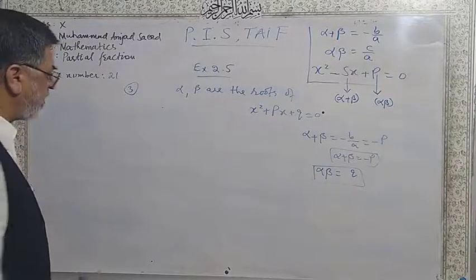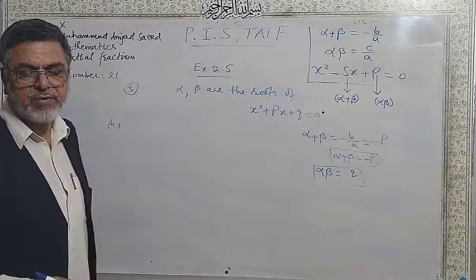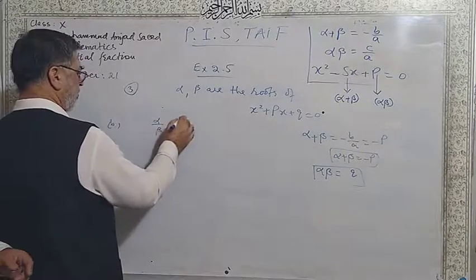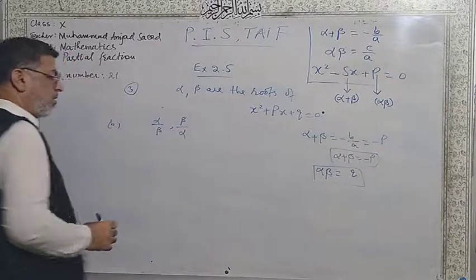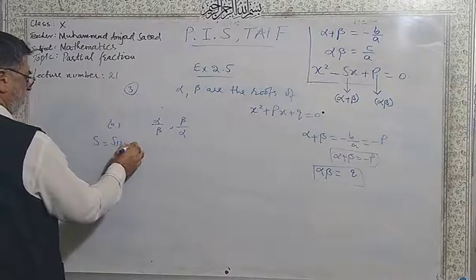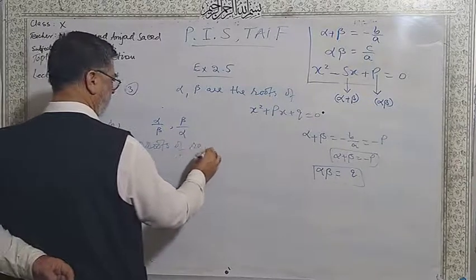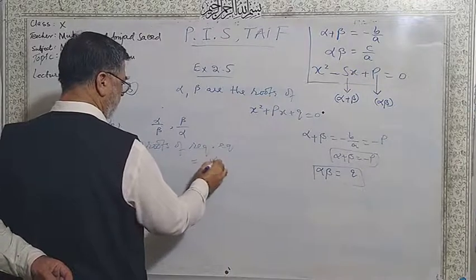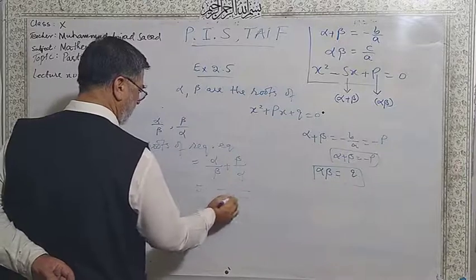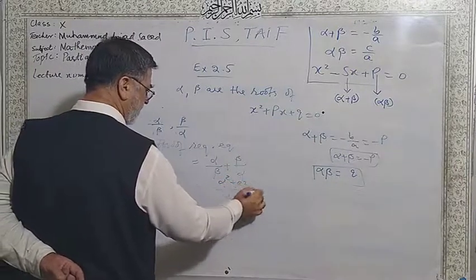Here I am taking part B. The required equation has roots alpha over beta and beta over alpha. S is equal to the sum of roots of the required equation: alpha over beta plus beta over alpha, which gives alpha square plus beta square over alpha beta.